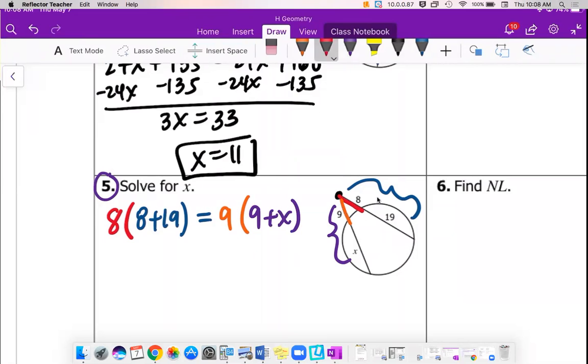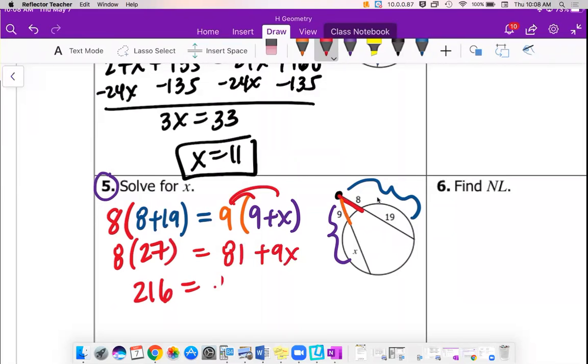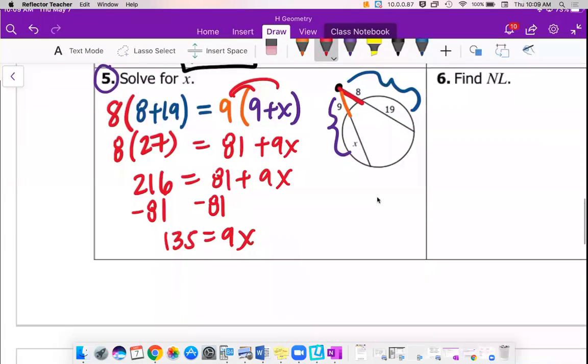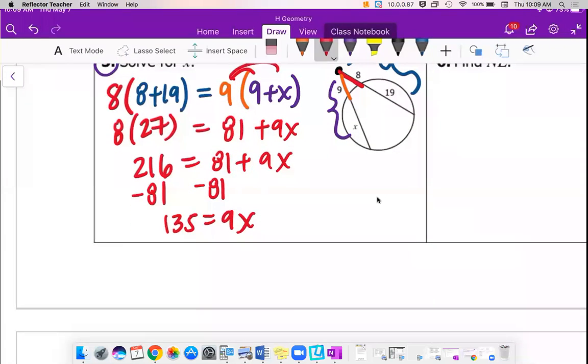So let's see, if I do 8 plus 19, that becomes 27. So this side is 27 times 8, which ends up being 216. And then over here, you do 9 times 9, which is 81. 9 times x is 9x. Subtract 81 from both sides. So you get 135 is equal to 9x. And then divide by 9, you'll get x is equal to 15. And then you guys are all done.